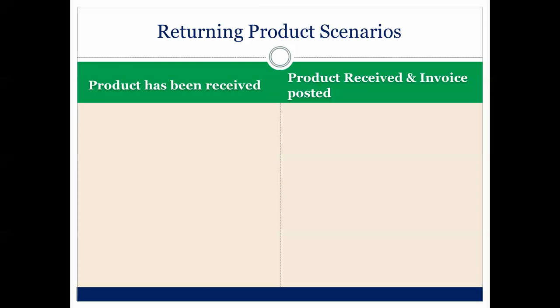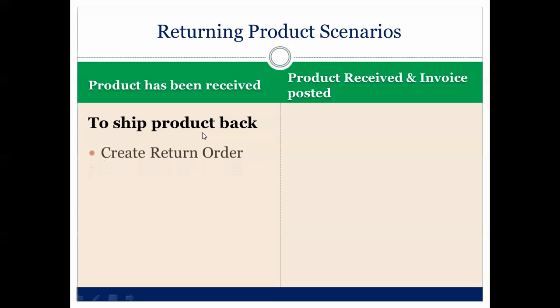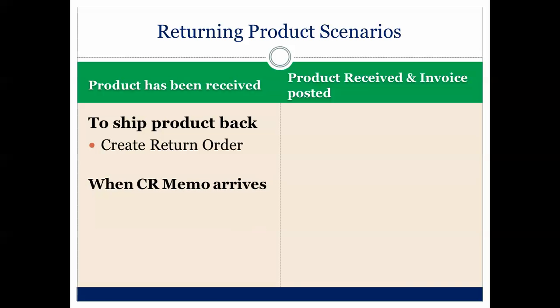Sorry, before I go into that, what I want to show you are the scenarios. I just want to give you a high level. We're going to walk through each of them and then come back to the slide and review. For a product that's only been received, we have to ship this product back. By doing so, we're going to create a return order. Then finally, when our credit memo arrives, we're going to use a return shipment line.